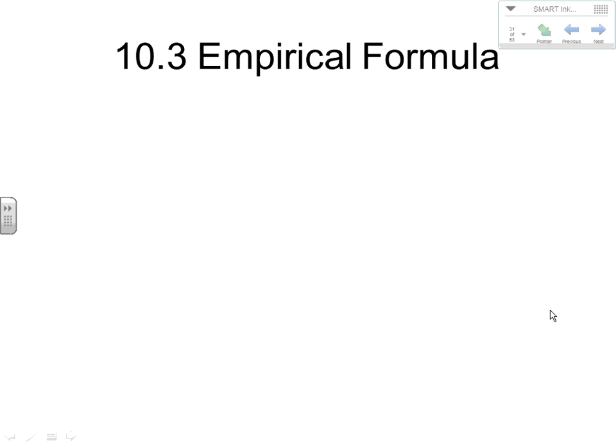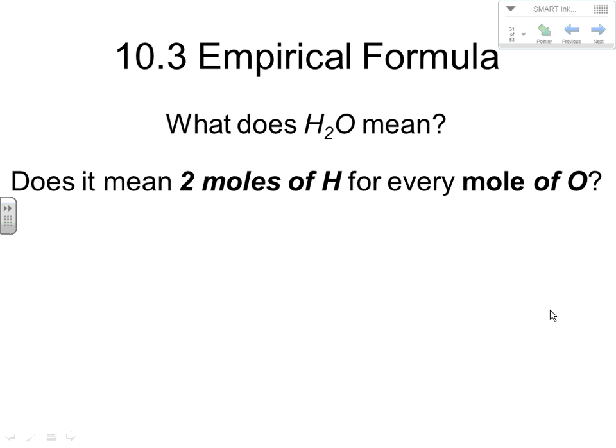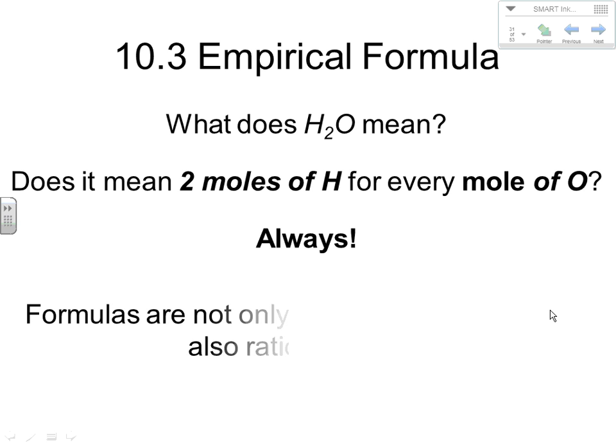Now, discussion of empirical formula starts with the idea of understanding what a formula is. So, what does H2O actually mean? Does it mean that you have 2 moles of hydrogen for every mole of oxygen? I mean, because it does mean, obviously, you have 2 atoms of hydrogen for every 1 atom of oxygen. But does it also mean you got 2 moles of hydrogen for every 1 mole of oxygen? And the answer is yes, always. And that's critically important to what we're doing to find the empirical formula.